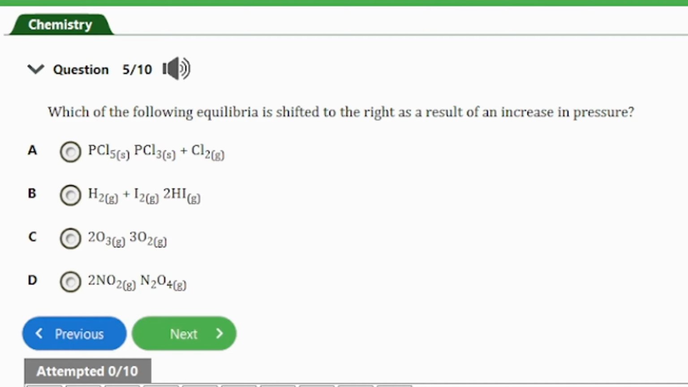So guys, the answer to this question will be option D here. This is because an increase in pressure will favor the side with the lowest number of moles. Here you have two molecules of nitrogen dioxide, that's nitrogen IV oxide, and this is producing one molecule of the dinitrogen tetroxide. So guys, that's it for this question.